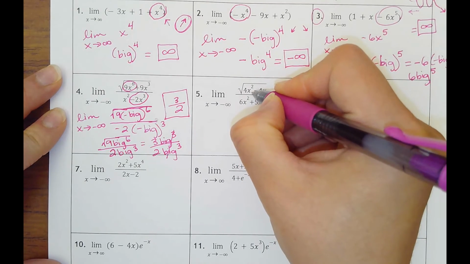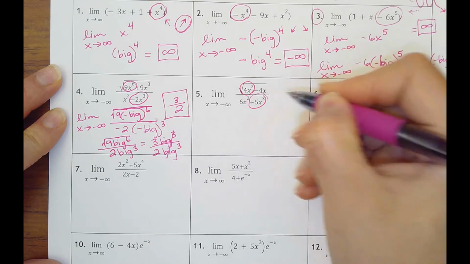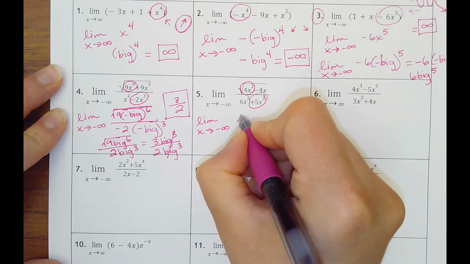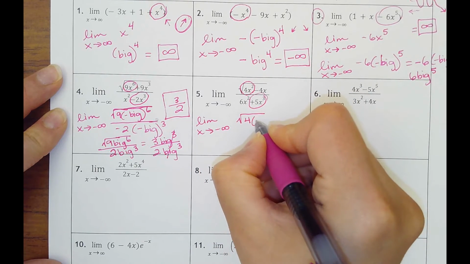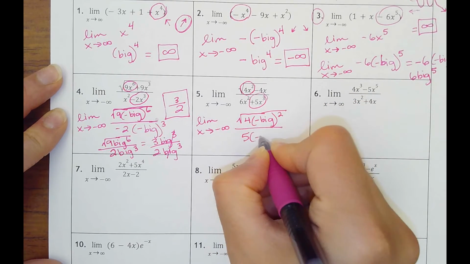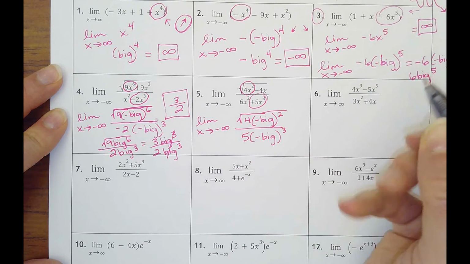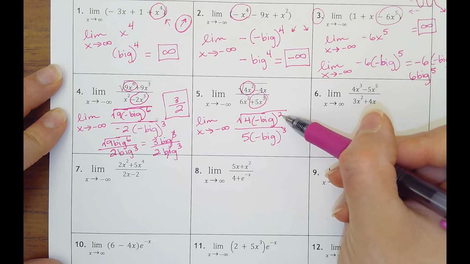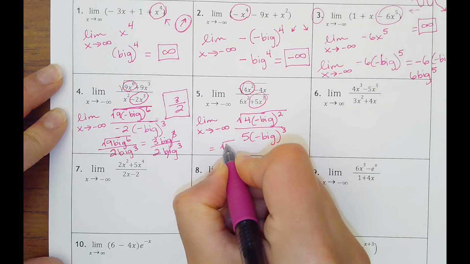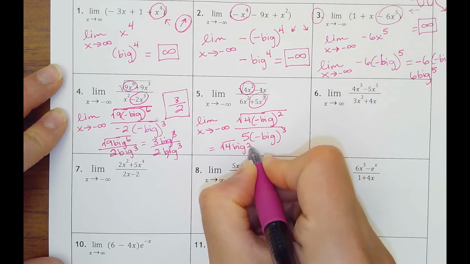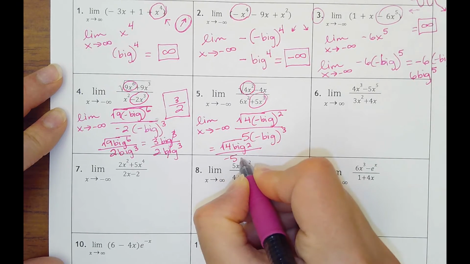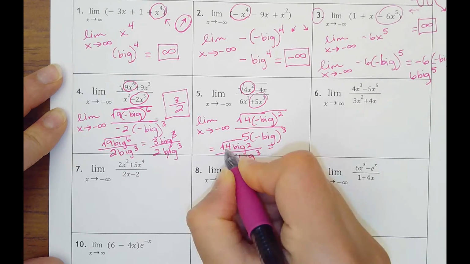I'm going to pick out the highest powered term on top and bottom. Those overpower everything else. I'm going to plug in a negative big number for x. Okay, a negative number squared would become positive times 4. So I get 4 big squared over, that would become a negative, times 5 would be a negative 5 big cubed. Square root of 4 is 2.